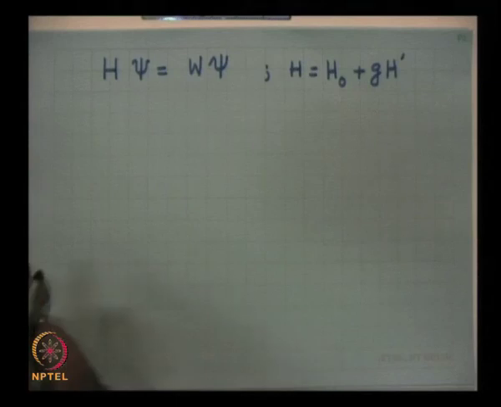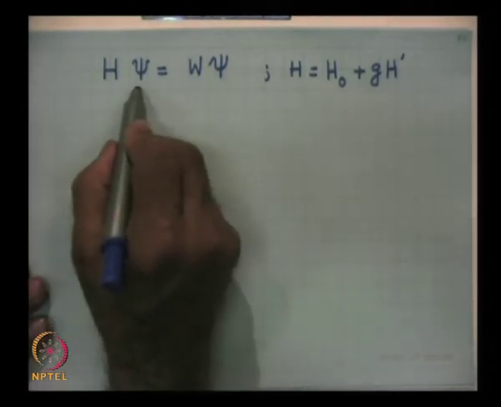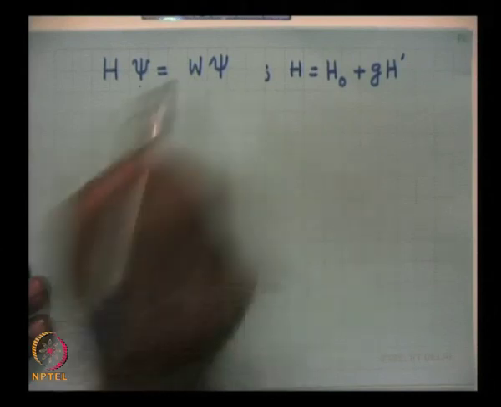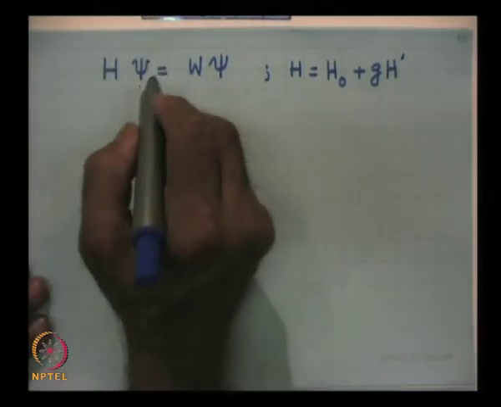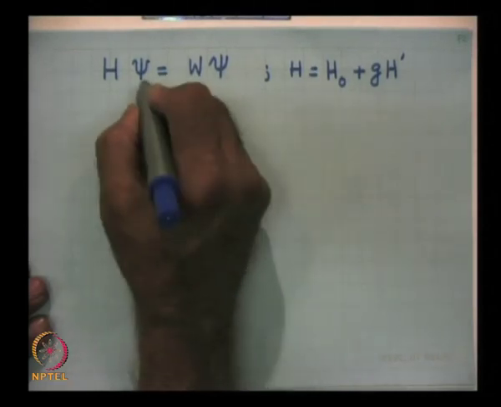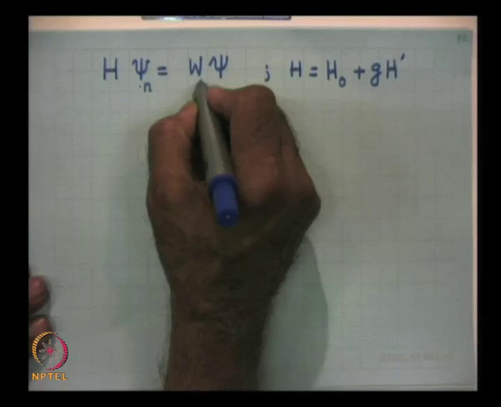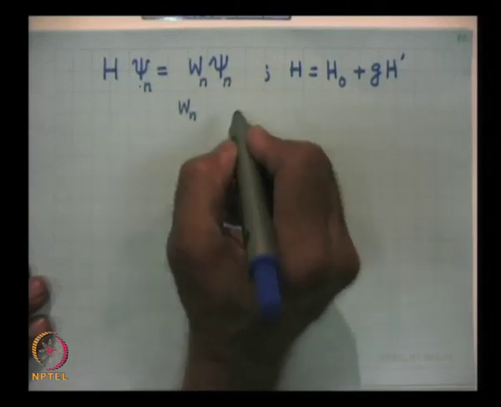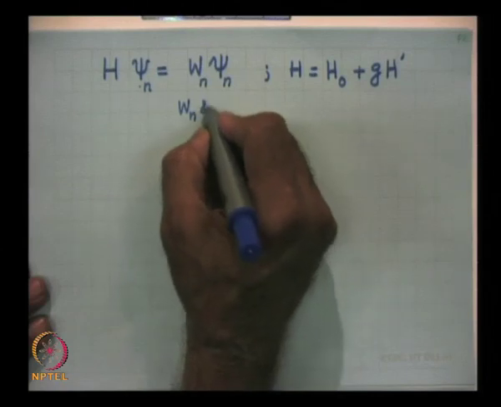So, what we do is we make a parametric expansion of psi and W. Our objective is to obtain a specific state, let us suppose the nth state. So, our objective is to find W n and psi n.